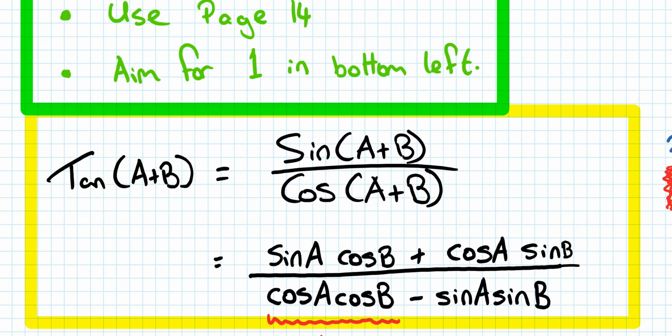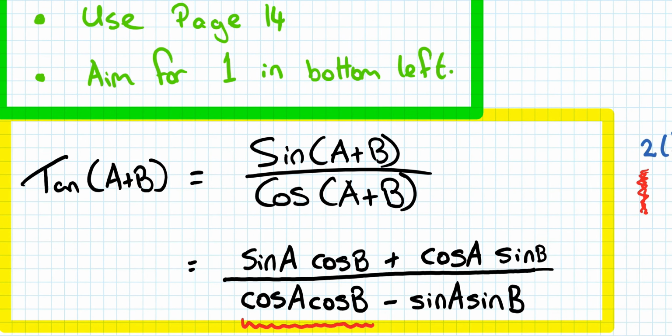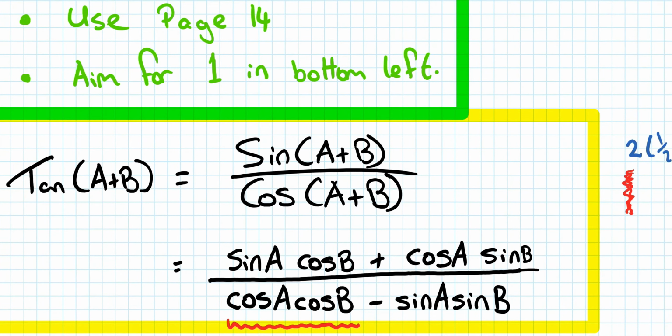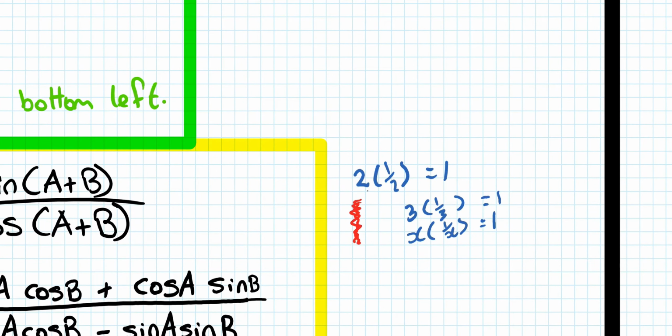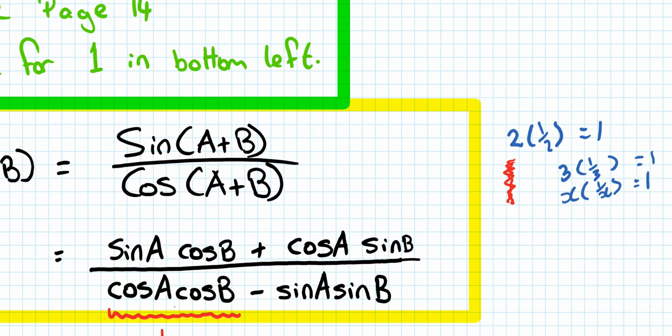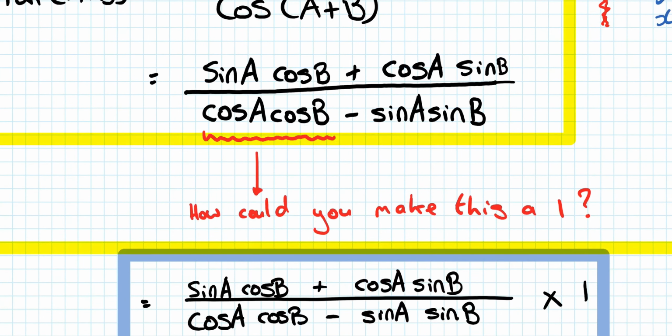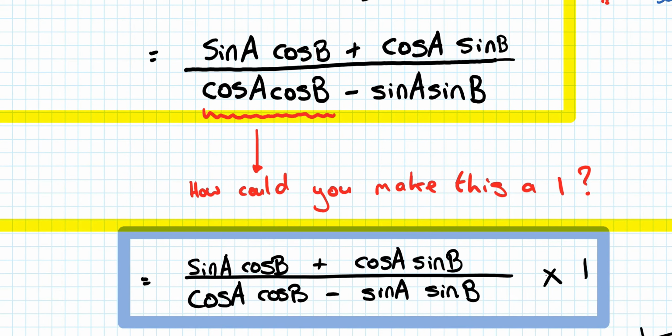Now, instead of dividing by itself, I think of it as multiplying by 1 over itself. So if I wanted to make the number 2 the number 1, I'd multiply it by a half. 3 by a third is the same as 1, or x by 1 over x is equal to 1. So I'm going to multiply this section by 1 over cos A cos B. But I can't just do it to just that section. So how could we make this 1? Well, the only thing I can actually multiply by is the number 1 without fundamentally changing the number at all.